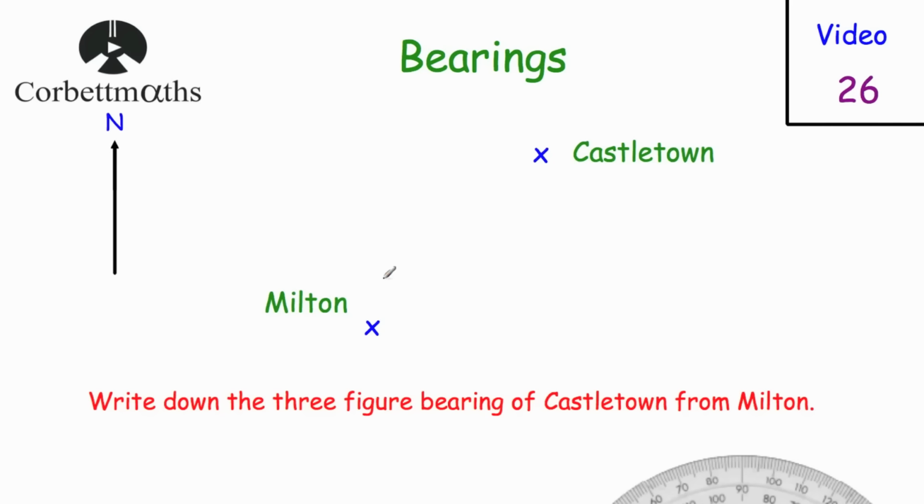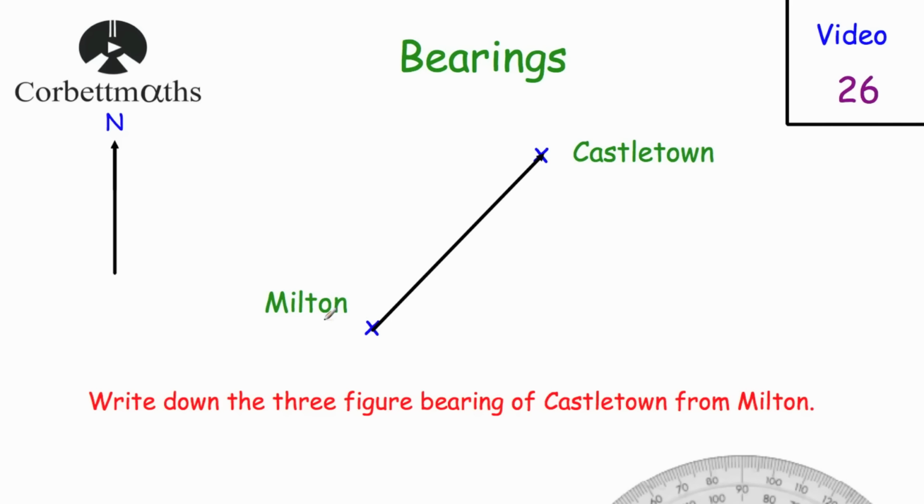Okay, let's have a look at another one. So we've got 2 made up towns here. We've got Castletown and Milton, and we've been asked to write down the 3-figure bearing of Castletown from Milton. So again, our first step is to join up the 2 towns. So get your ruler and pencil and join up Milton and Castletown like so. So we've joined up our 2 towns.